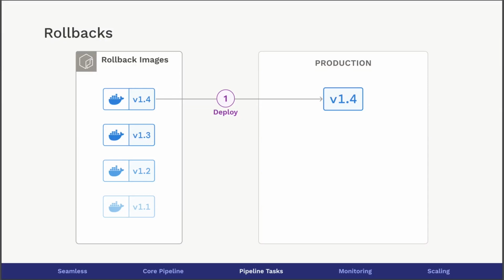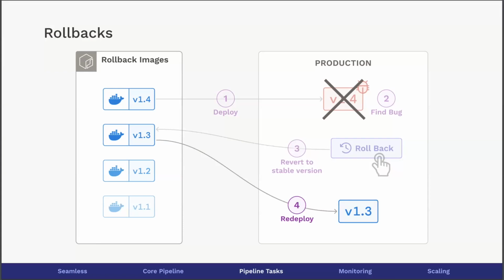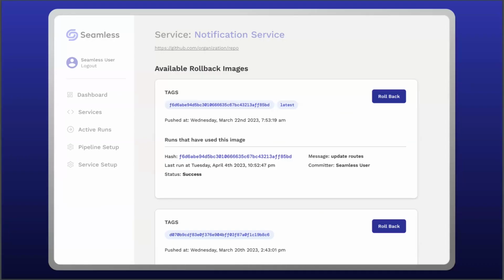As shown on the left here, Seamless can retrieve a list of all the document images the user has deployed. And if we find a bug in production, we can hit the rollback button and revert to a previous stable version, which is then redeployed. As part of the process, the buggy version is removed. In order for rollbacks to work, we tag each Docker image with the git commit hash. Here in the UI, you can see a list of available rollback images for this service. Each service can be rolled back individually without impacting other services in the system.